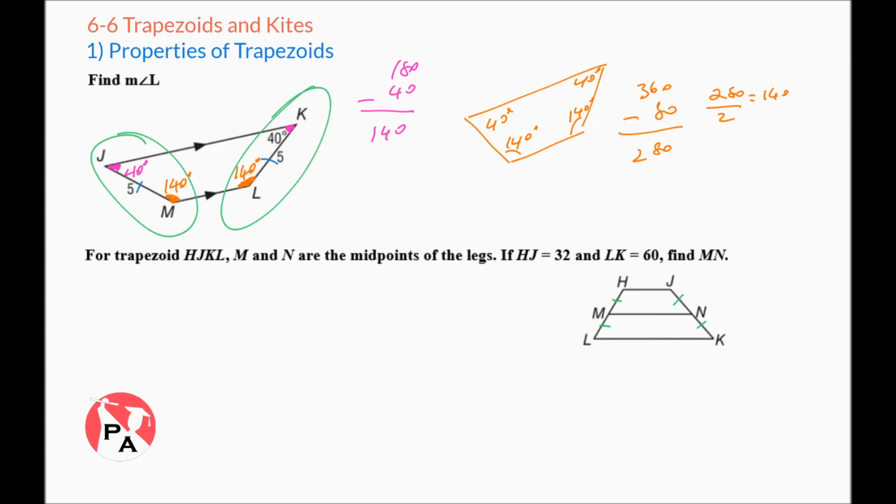Now, HJ is 32. The base at the top is 32. LK, the base at the bottom, is 60. If you remember the formula that I told you about finding the measure of the midsegment, the one in the middle, we find the average of these two bases. 32 plus 60 divided by 2, which is 92 divided by 2. If we divide it, we get 46 for the length of MN.